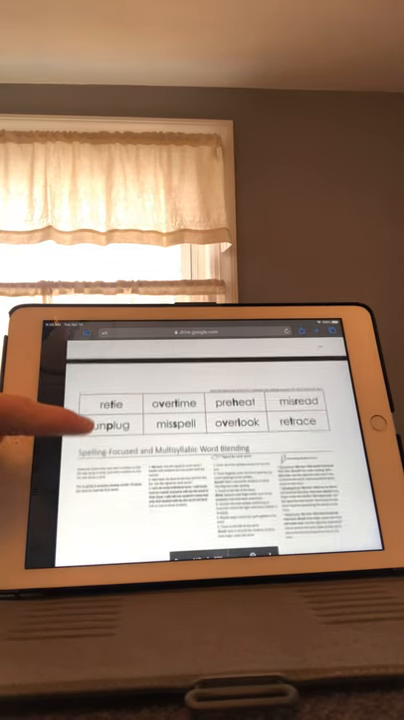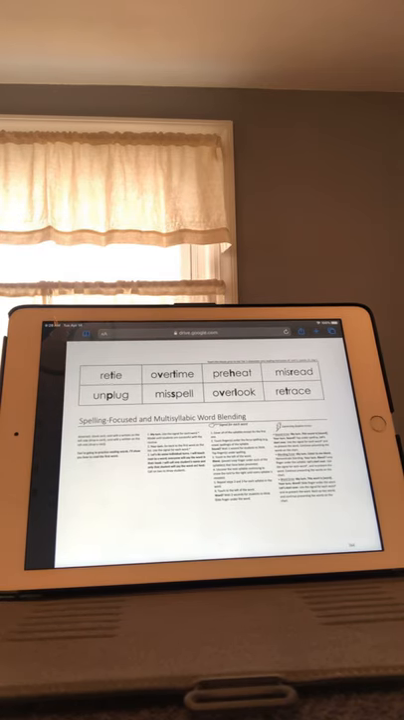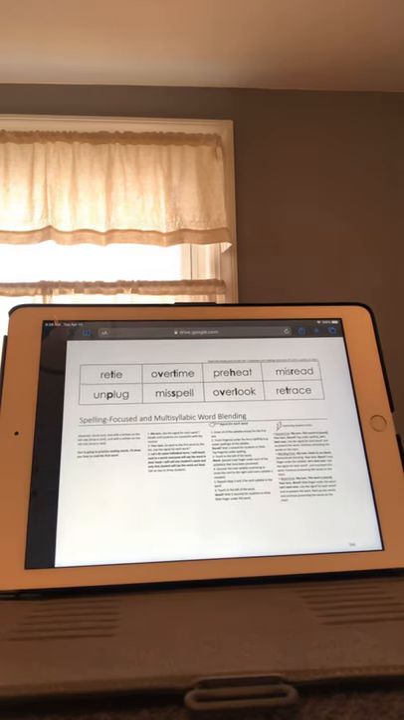Now we're going to do our spelling focused multisyllabic word blending. We're going to look at the vowel. You're going to say the vowel when I point to it, and then we're going to blend the sounds. Ready? So, actually, this is a prefix. Prefix is re. Vowel is I. Sound is t. Blend it. Re-tie. The word is re-tie.